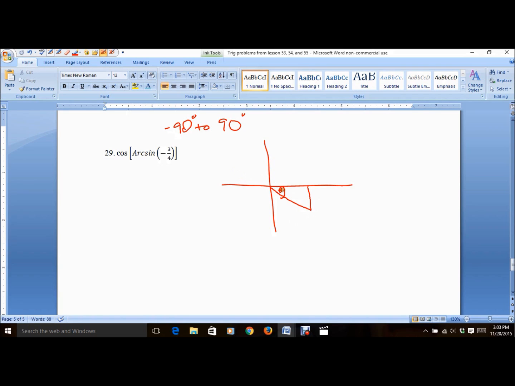All right, so the angle theta has a sine of -3/4, so that is opposite over hypotenuse. And so this is not a 3, 4, 5 triangle because the hypotenuse is 4, so we have to use the Pythagorean theorem to find the value for x. So x squared plus -3 squared is 4 squared, so x squared plus 9 is 16. x squared is 16 minus 9, which is 7, so x is the square root of 7. So that's our triangle, and we want the cosine of this angle, so that is square root of 7 adjacent over hypotenuse, so square root of 7 over 4.